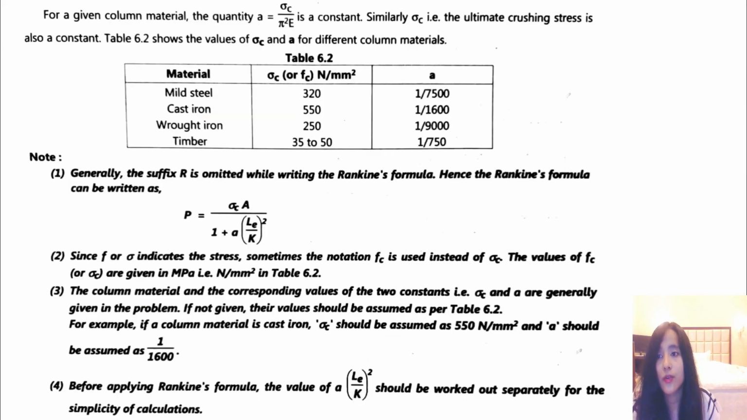Okay, so here is the table. Now to take the value of sigma C and fc, if it is mild steel it will be 320, and the value of a, the Rankine's constant, will be equal to 1/7500. If it is cast iron, it will be this much, and the value of Rankine's constant a will be this much. If it is timber, it will be 1/750. Okay, so this is it. You just need to understand this table.